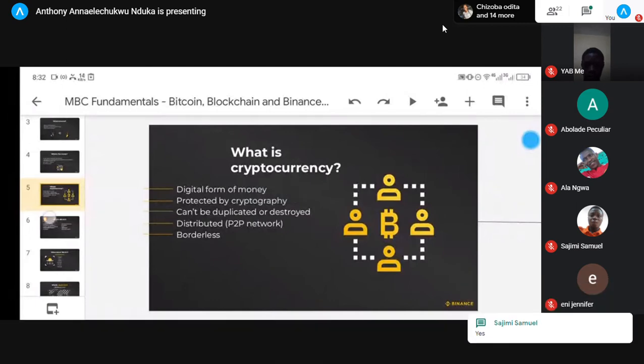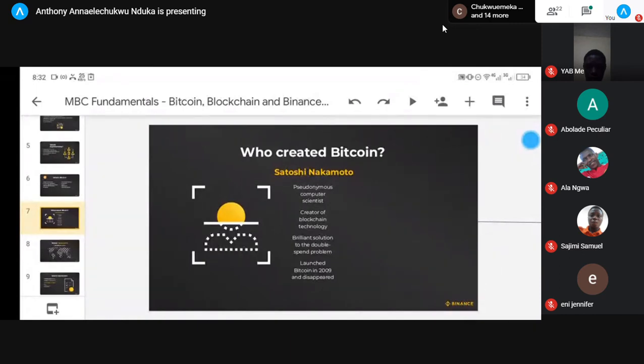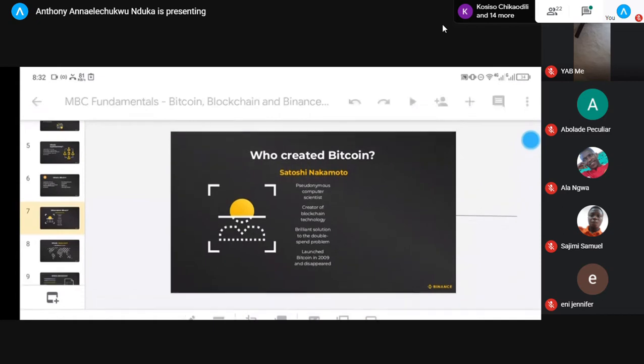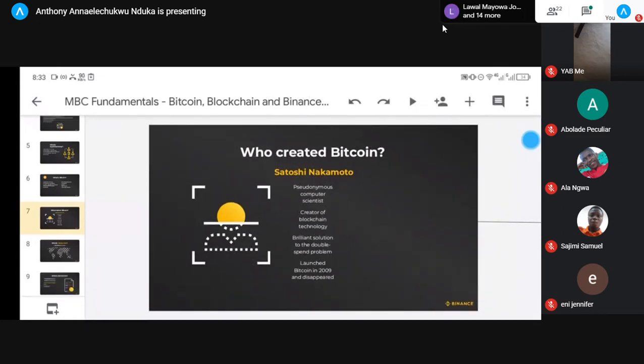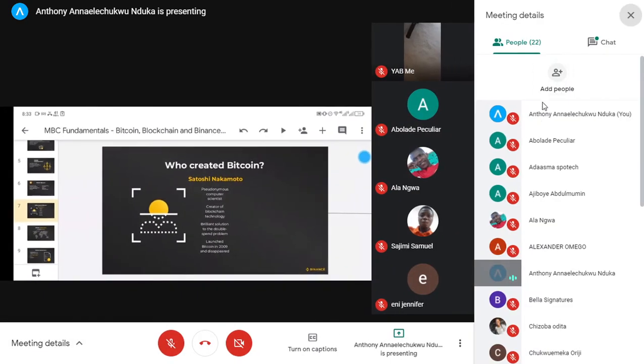Now, that's what we have about Bitcoin. Now, who created Bitcoin? Who is this person that created Bitcoin? Bitcoin was created by Satoshi Nakamoto. His photo would have been here, but the reason we don't have it here is because we do not know the person exactly. We do not know the person that created Bitcoin exactly.